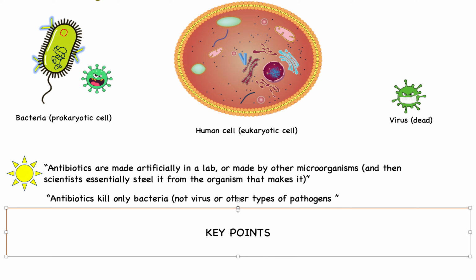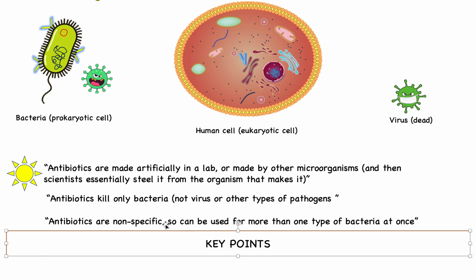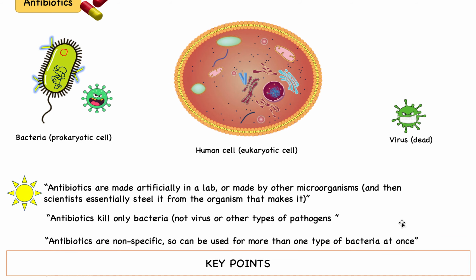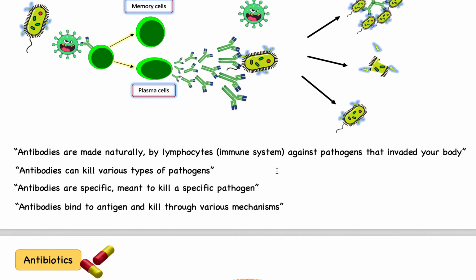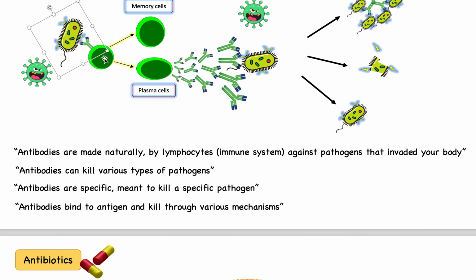Okay. Next point. Antibiotics are non-specific, so they can be used for more than one type of bacteria at once. Remember, I mentioned that antibodies are specific, meaning when you make an antibody, it can kill only the type of bacteria or pathogen that it was made for. So in this case, this antibody is made for that specific pathogen. It can't kill this one, right? That's what I meant by specific.